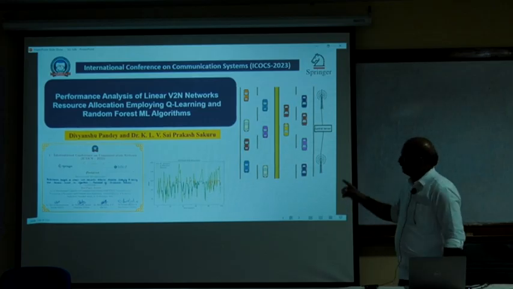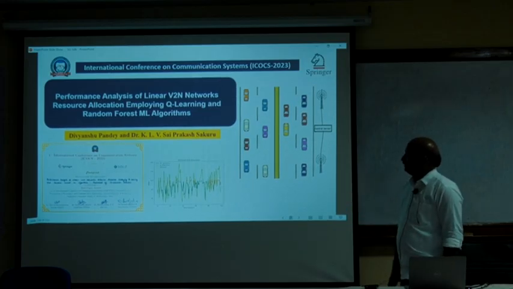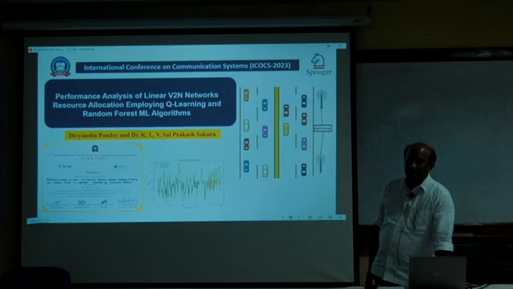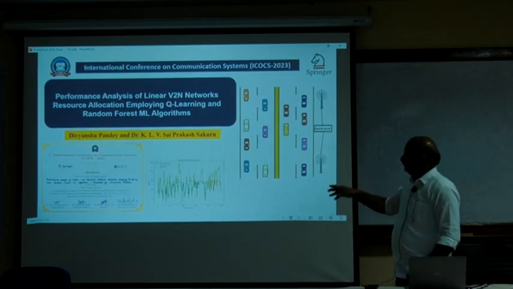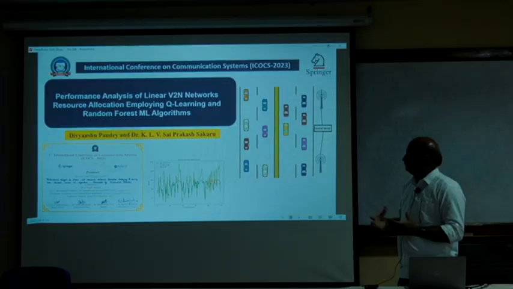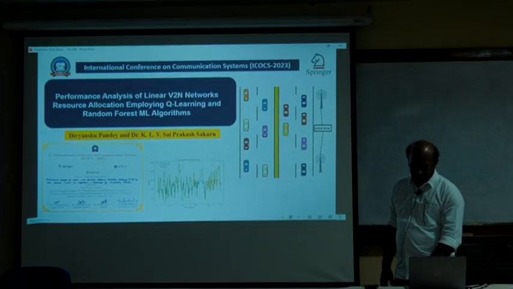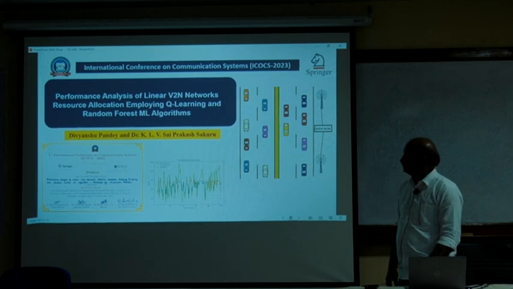There is another algorithm which we presented, on vehicle to network resource allocation using Q learning and random forest. There also we got a best paper award. Especially in this, we used two learning algorithms cascaded one on top of the other for better allocation of resources.